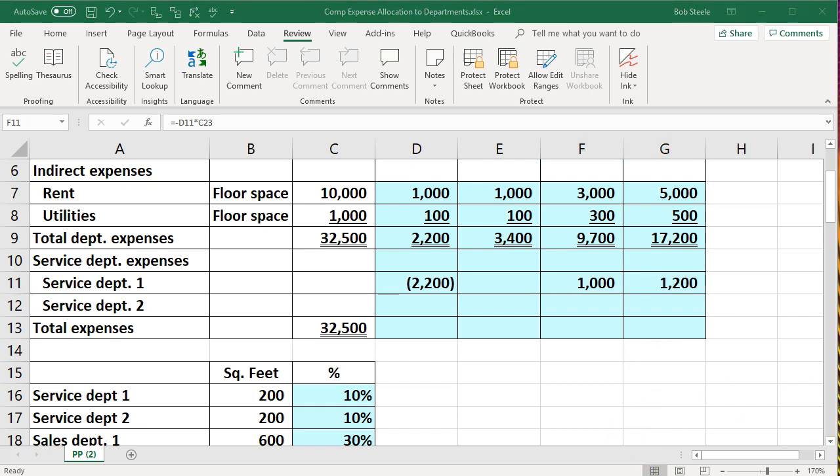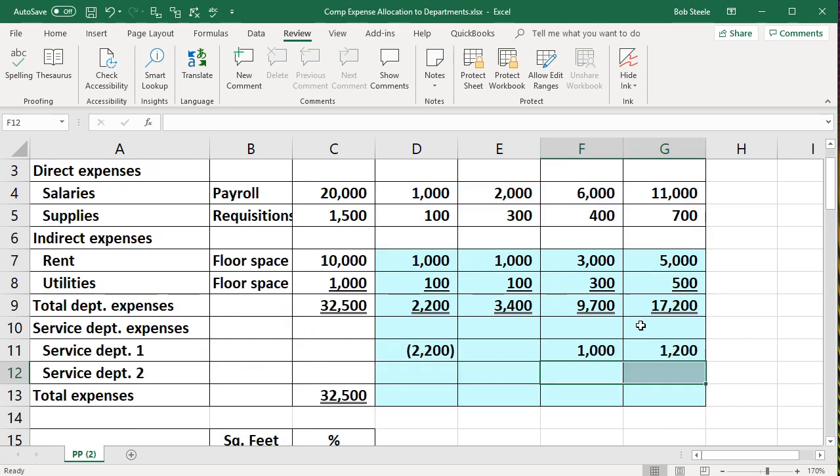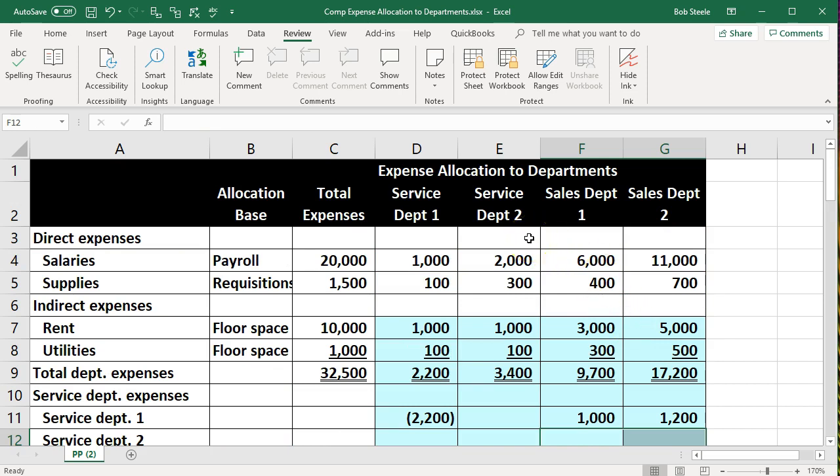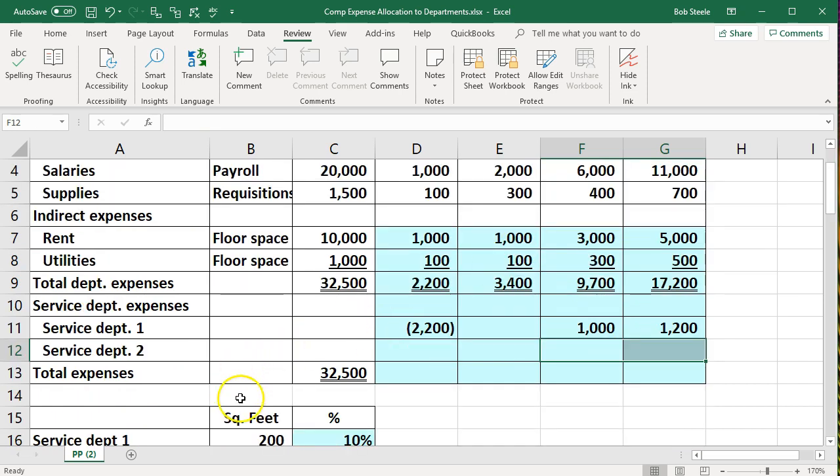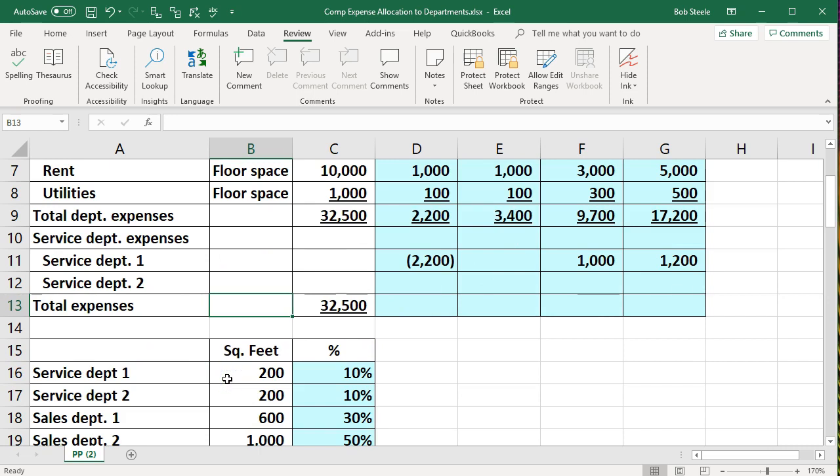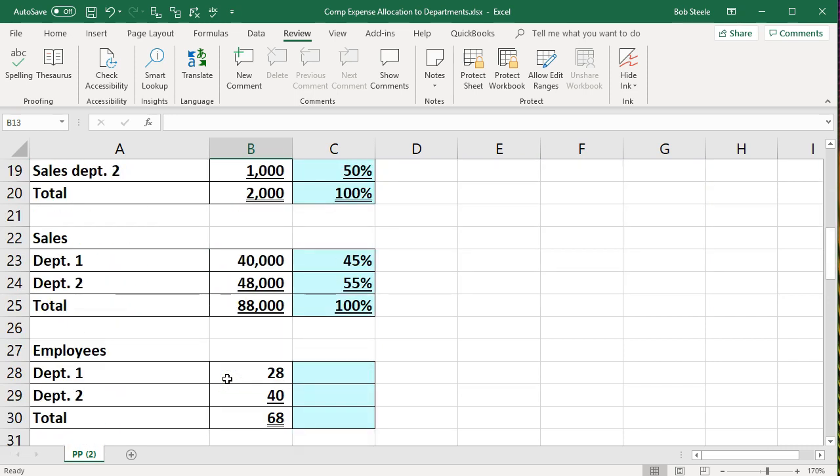Now, for the next item, we're going to do the same thing for the service department 2 with this amount, making it go to 0 and applying it out between the sales departments, because this is our other service department. We're going to apply it out. However, we're going to use a different activity base. So for this one, we're going to use employees, the number of employees. So we're going to say, okay, department 1 has 28 employees. Department 2 has 40 employees for 68.